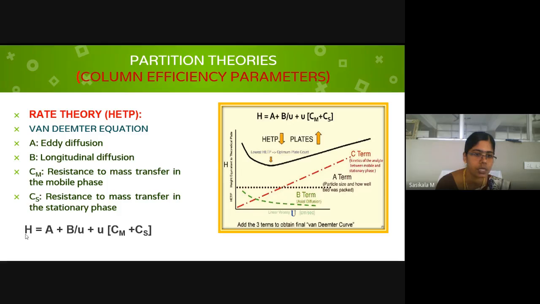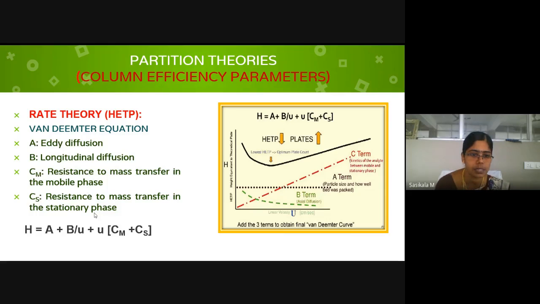Van Deemter equation also, H represents here HETP, height equivalent to theoretical plate, that is equal to A plus B by U plus CU, or U into (CM plus CS). What is A? It is eddy diffusion, or multipath diffusion. Then B represents longitudinal diffusion, longitudinal or horizontal diffusion.